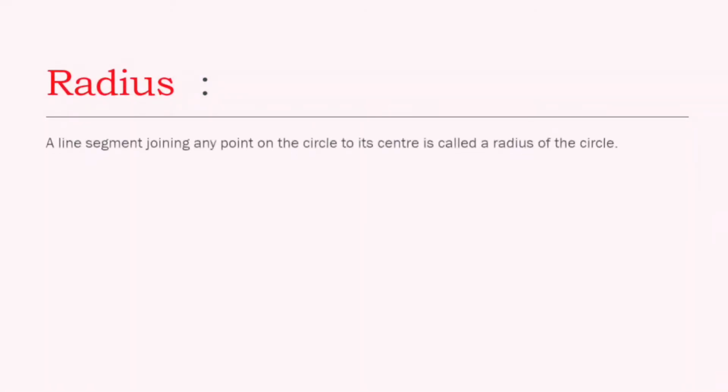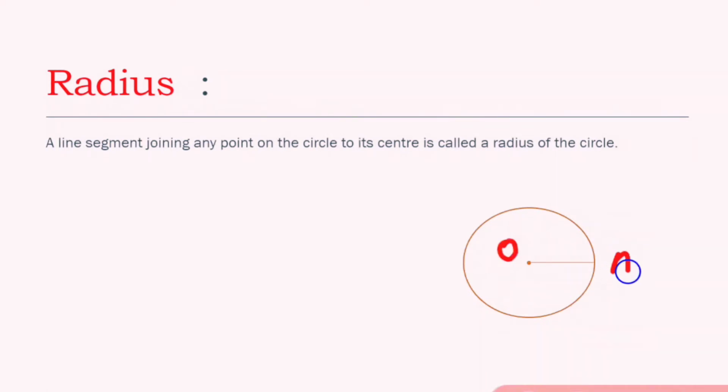Now the first term is radius. A line segment joining any point on the circle to its center is called the radius of the circle. So here it is a circle, O is the center of the circle and OA is the radius of the circle.